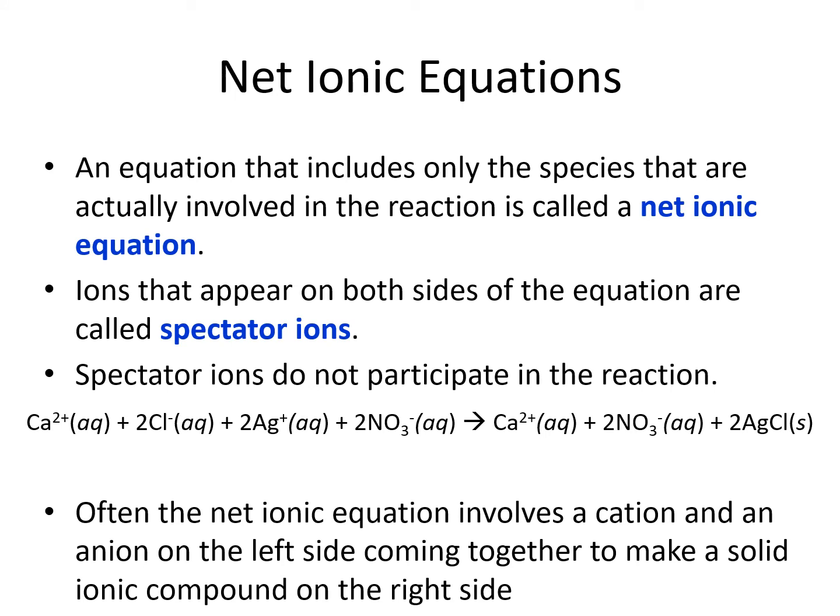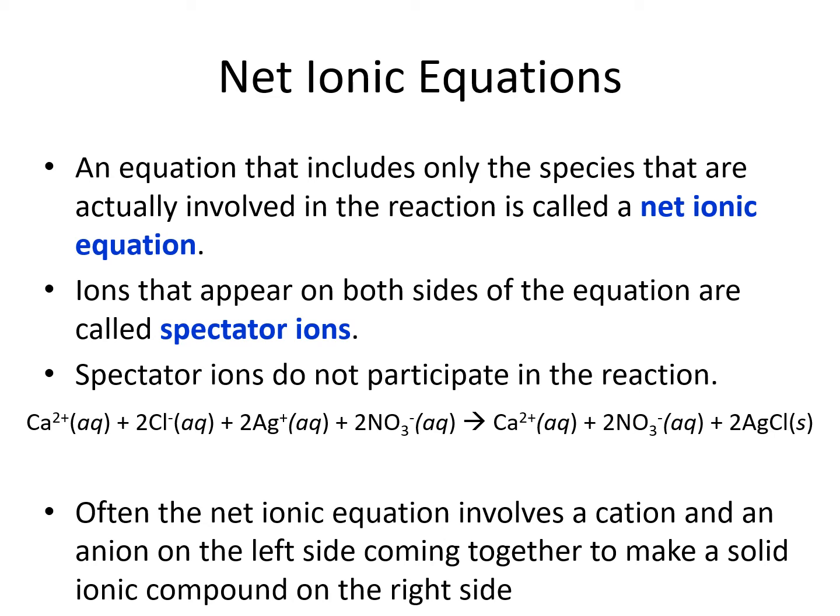Our last type of equation is called a net ionic equation. In this type of equation, we're showing which things are actually involved in the reaction. Some of the ions in a reaction are typically going to be there just to balance out charges, and they will appear on both sides of the equation. These ions are called spectator ions. They're like the spectators at a football game. They're just there to watch, not to play the game. Spectator ions don't participate in the reaction.